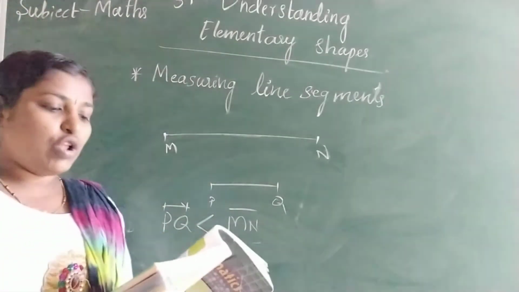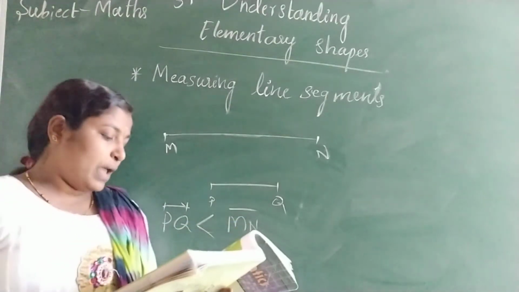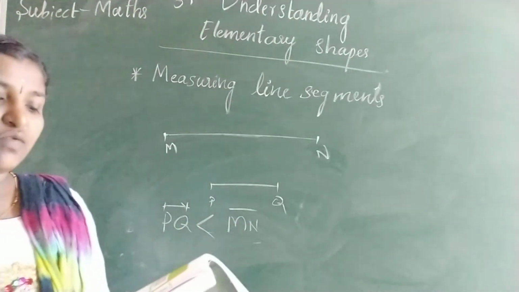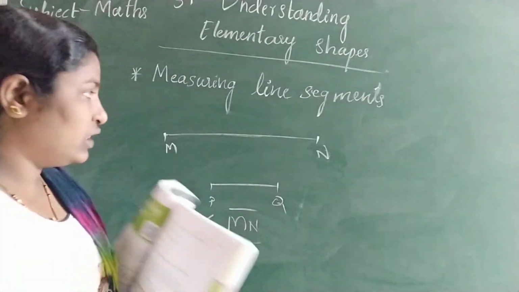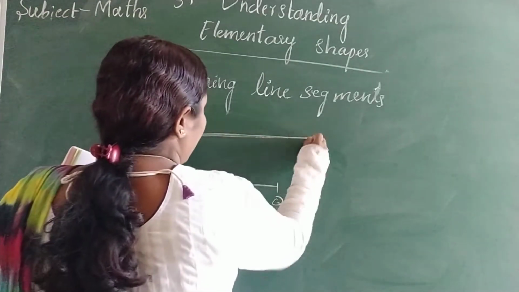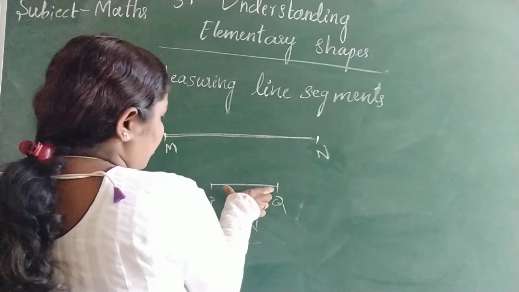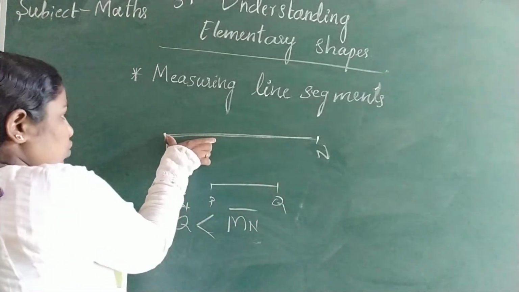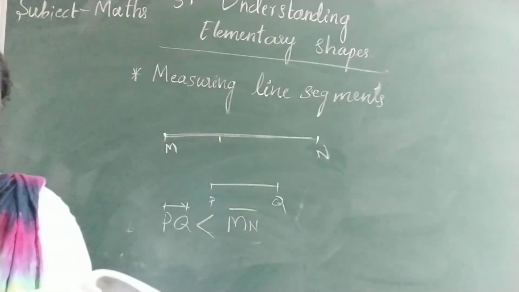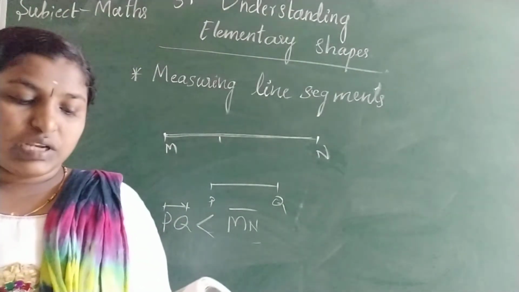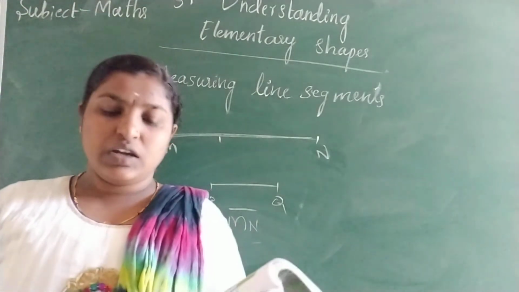By tracing also you can compare the line segment. First one is comparison by observation. Second one is comparison by tracing. How? First you take this tracing paper sheet and keep it here. That will come up to here. That paper sheet you bring it to here. So this will come up till here. So by tracing also you can compare the line segment. Third one, comparison using ruler and a divider.